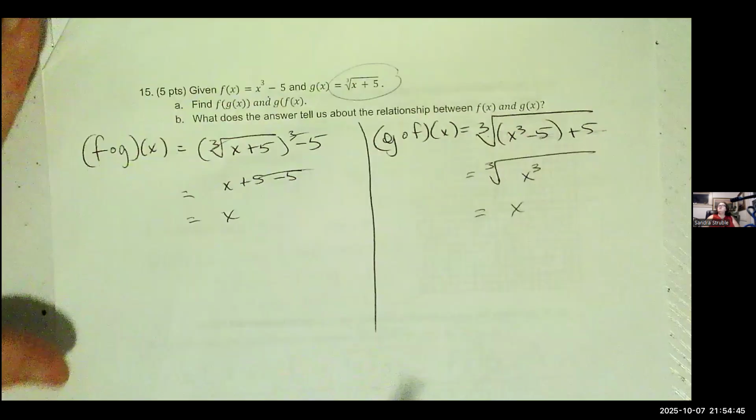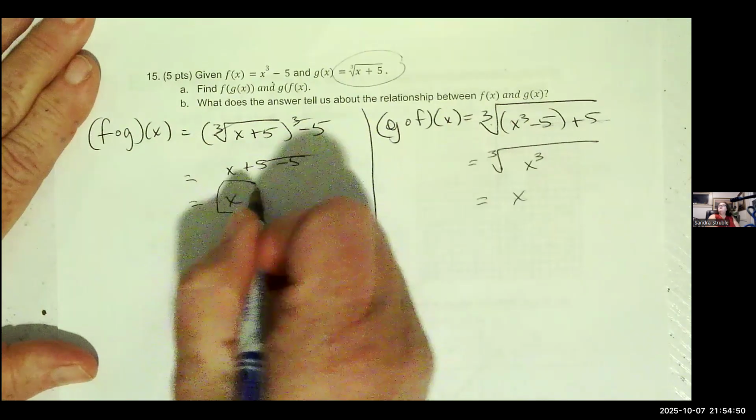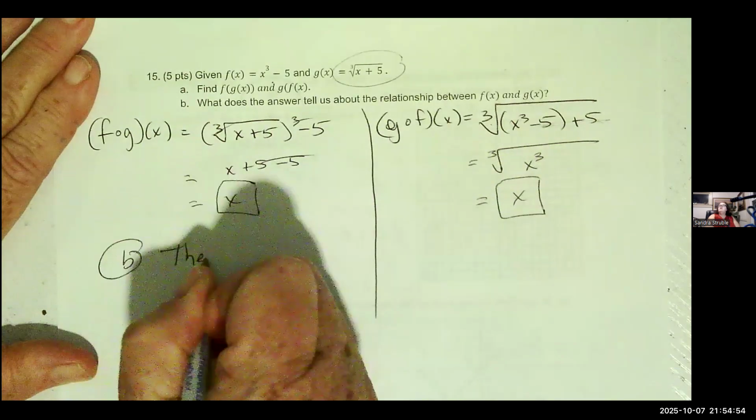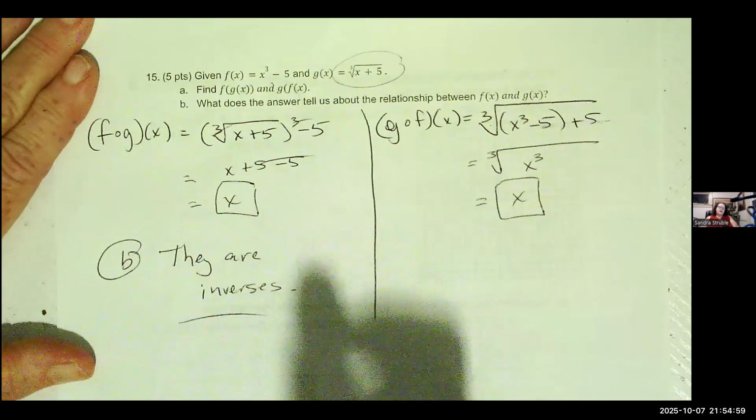So these are inverses. So what does the relationship tell us? We found the answers for A and B. They are inverses. We didn't have them earlier, but we got them now.